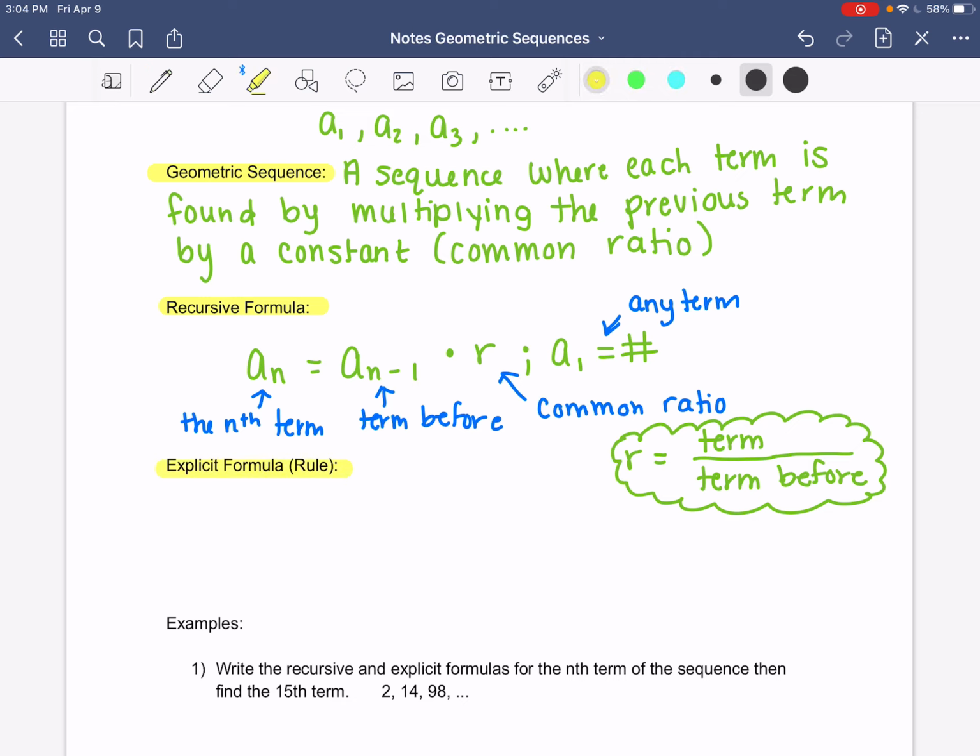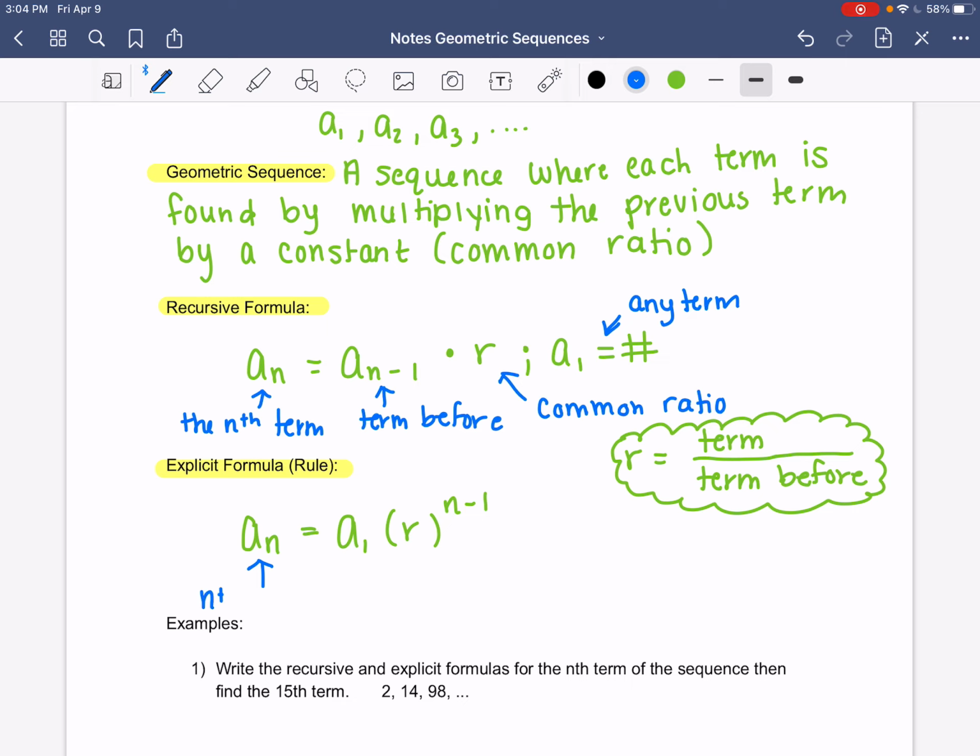The explicit formula, this is the one we use more often. You can use this to find any term that you want. a sub n equals a sub 1 times r to the power of n minus 1. Unlike the arithmetic one, there's really no simplifying you have to do. Once you plug the pieces in, you're done.